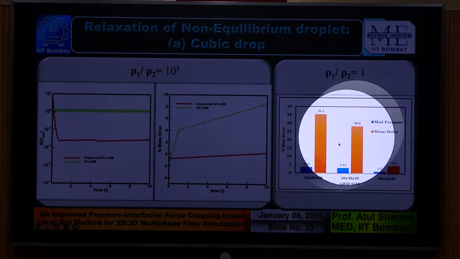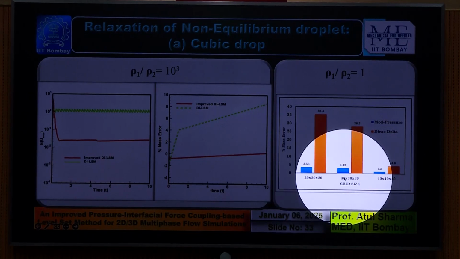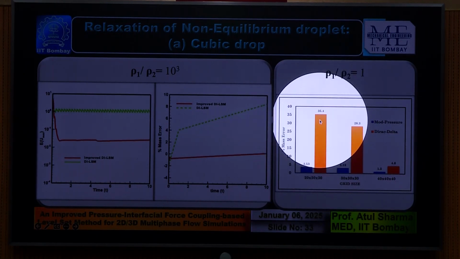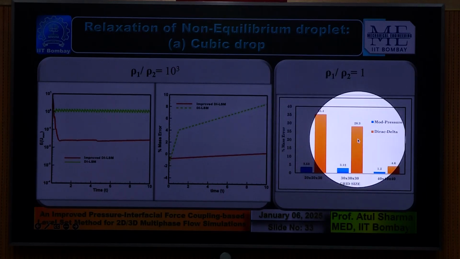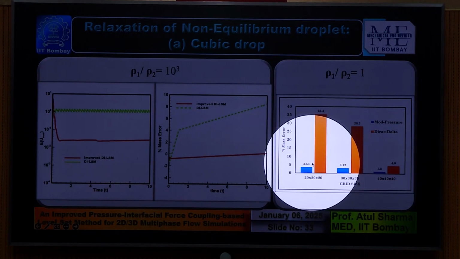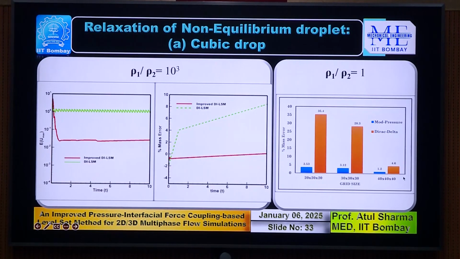Now here, this is the plot of mass error with respect to grid size: 20 cube, 30 cube, 40 cube. For the traditional method the error is reducing from 35% to 28 to 5%. Whereas with the improved level set method, it is close to 3% and then it is dropping to 1%. So I would believe that this mass error is the biggest improvement in the development of computational methodology with level set.